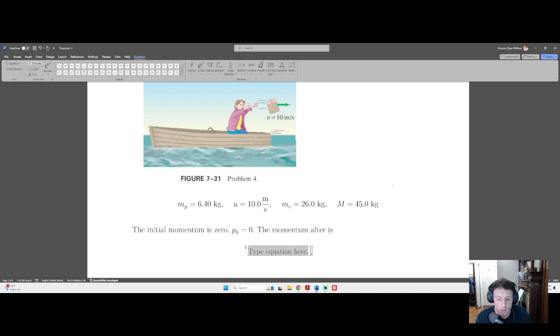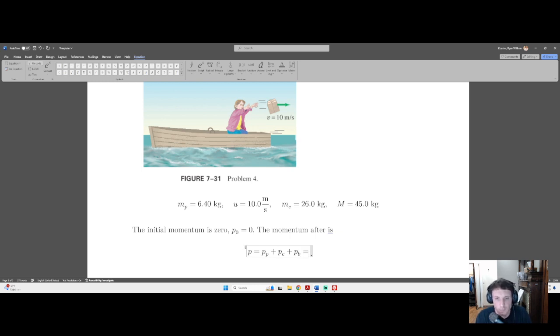This is going to be, I'll just call it P. Let's just say that this is the momentum of the package plus the momentum of the child plus the momentum of the boat. So everything has momentum after this happens, right? The package is moving to the right, and the child and the boat are moving to the left, and they have to be, because you can't just throw this package and expect nothing to happen to the boat and the child, right? So let's write out what this is.